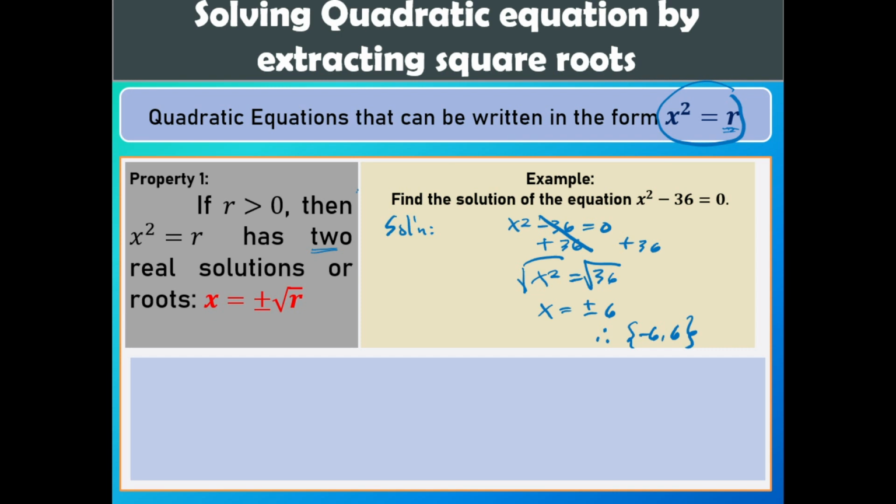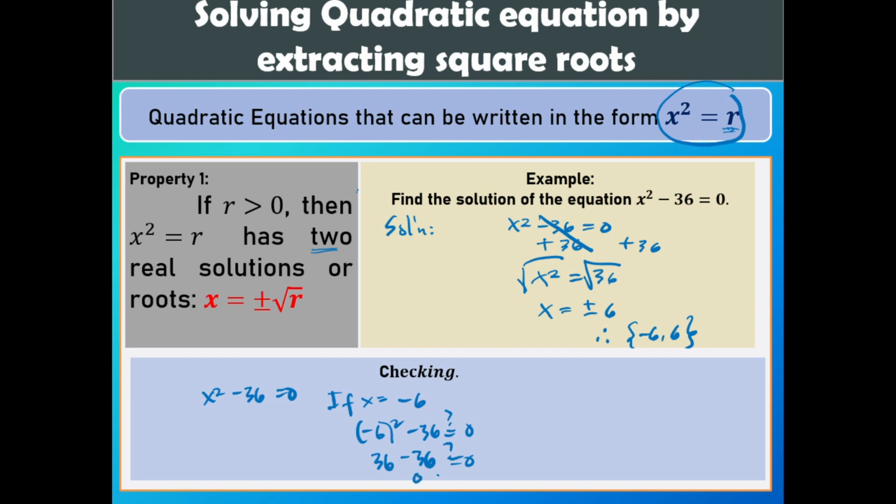Now, we'll have a checking kung tama ba yung answer natin na negative 6 tsaka yung positive 6. So, gagawin lang natin, no, sa original equation na x squared minus 36 equals 0. Substitute natin yung value ng negative 6 at 6. So, if x is equal to negative 6, substitute natin dito. So, magiging negative 6 squared minus 36. Is it equal to 0? So, negative 6 squared is 36 minus 36 equals 0.